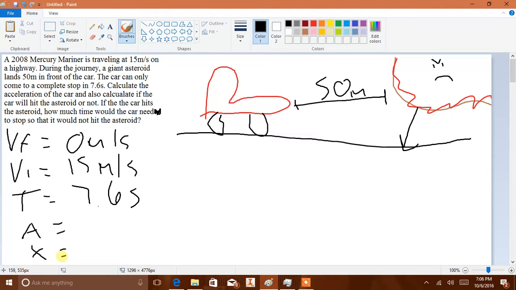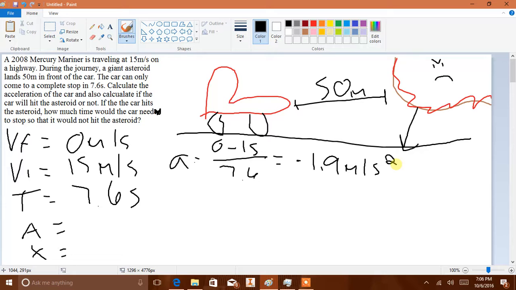So let's jump right into it. The acceleration equation is acceleration equals final velocity, which is 0, minus the initial velocity, which is 15, all over 7.6, which is our time. Crunch the numbers, do the math, comes out to negative 1.9 meters per second squared.